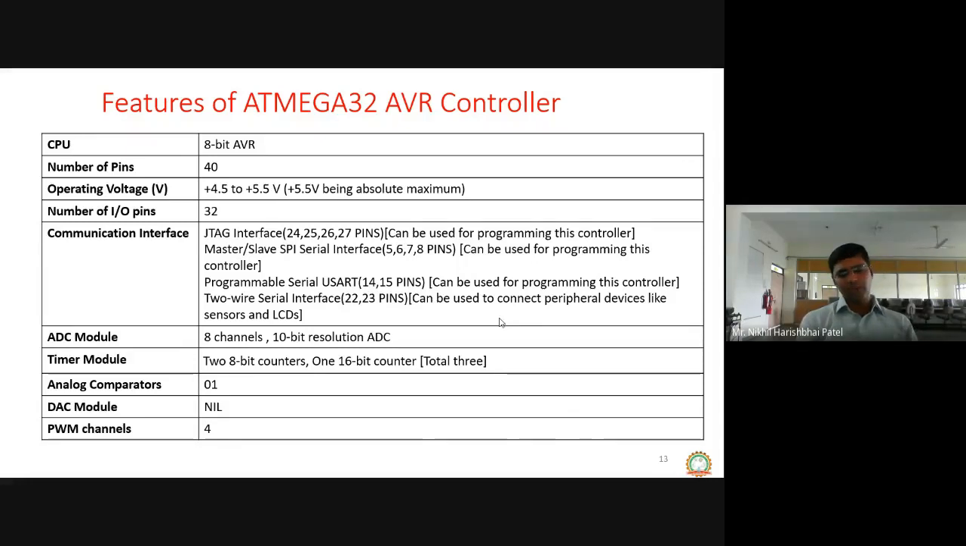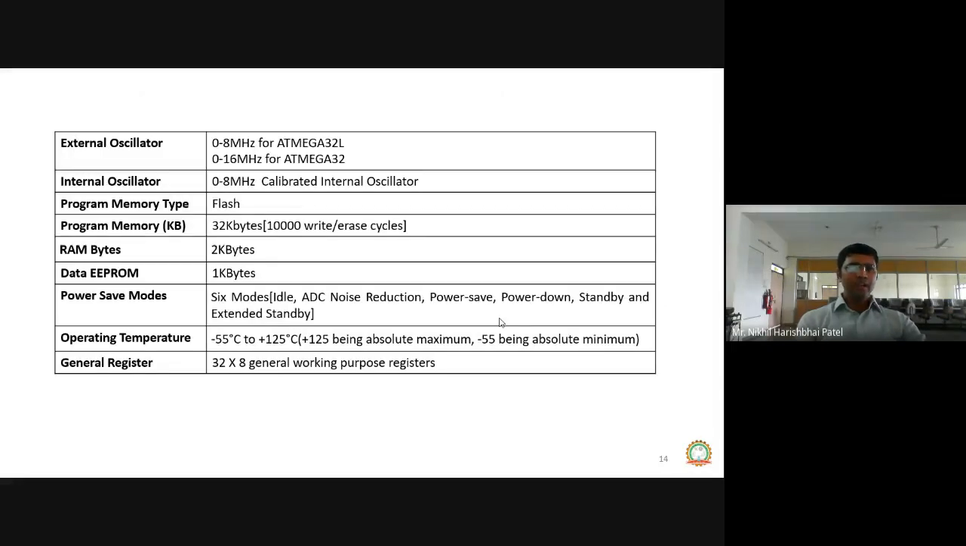As far as the timer and counter modules are concerned, there are a total of 3 timer modules available. Two are 8-bit, and one is a 16-bit counter for some applications. The comparator is only one. There is no DSC module inside this AVR chip. The PWM channels are 4. The PWM channels are specially used for applications when we have to vary the voltage or vary the speed of some motors, like a fan. Then we use this PWM channel. For oscillators, we can connect either an external or internal oscillator, up to 8 megahertz. The calibrated internal oscillator is there.